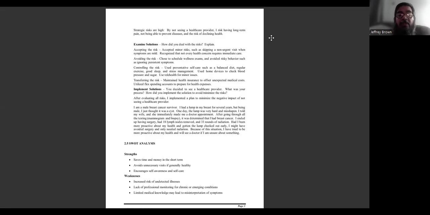And then controlling the risk. Use preventative self care such as a balanced diet, regular exercise, good sleep, and stress management. Could also use home devices to check blood pressure and sugars, and then use telehealth for minor issues. And then transferring the risk, maintain health insurance to offset unexpected medical costs. Utilize flex spending accounts to prepare for health expenses.